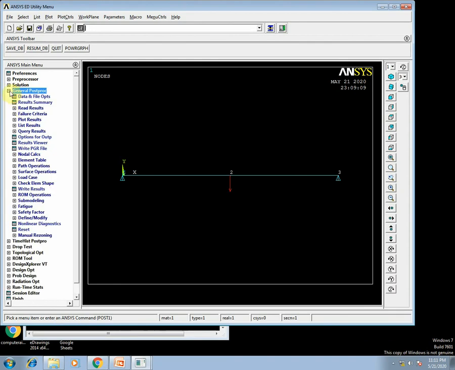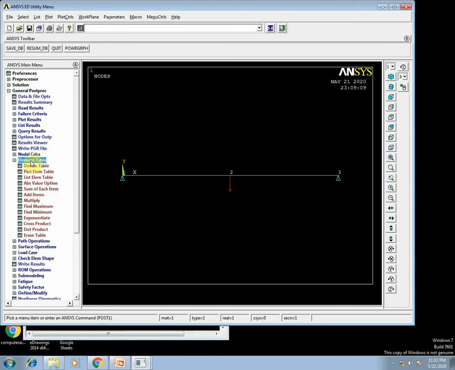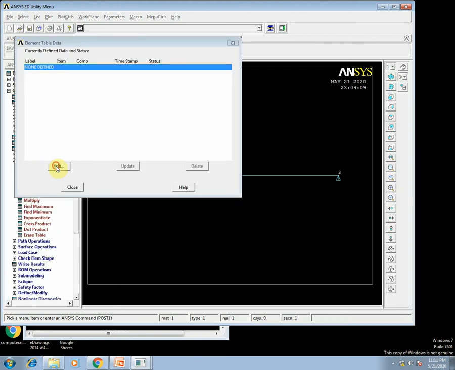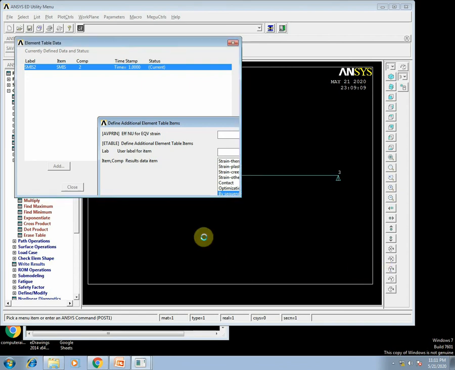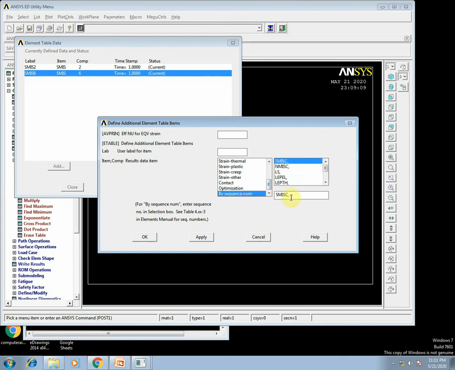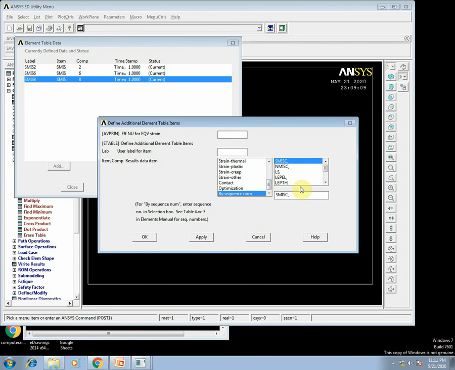General postproc. Now we have to see the result. Element table, define table, add. Here I am getting the SFD and BMD results. I have to take SMISC 2, apply. SMISC 6, apply. SMISC 8, apply. SMISC 12, apply.